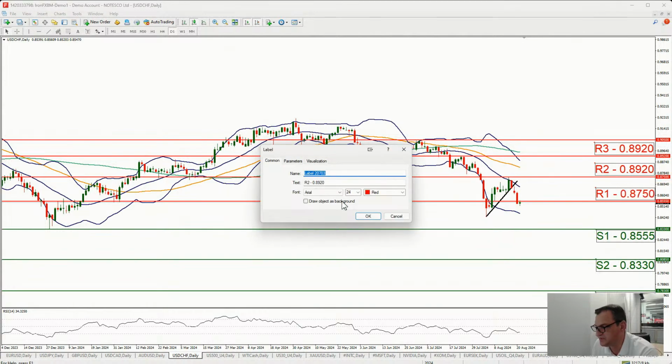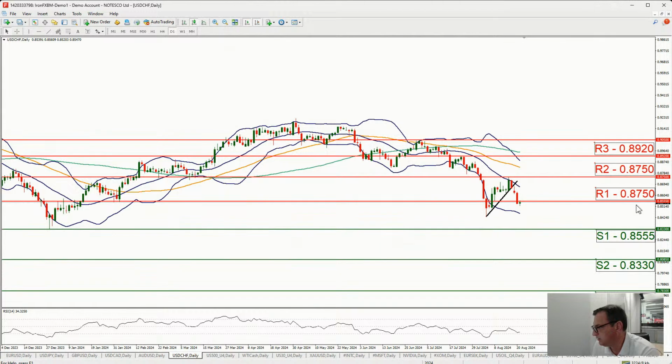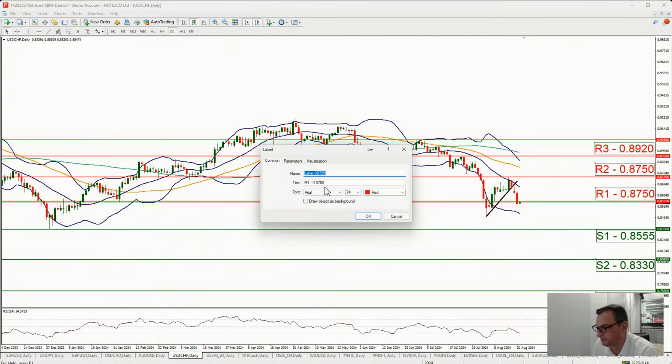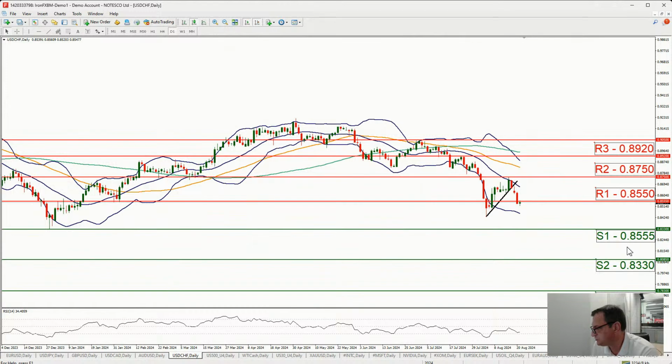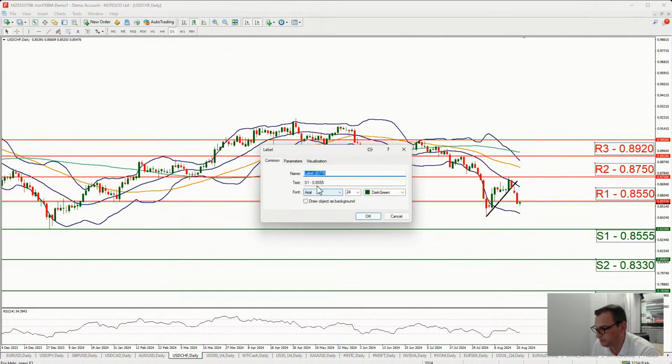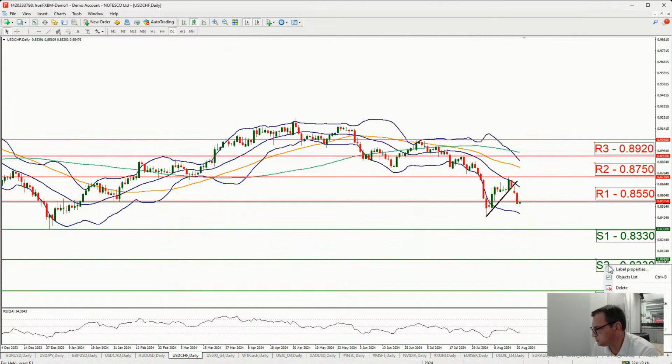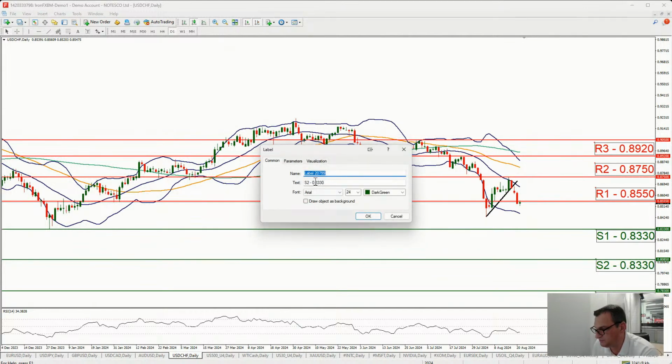The R2, which is being set at 0.8750. The R1 at 0.8550. The S1 at 0.8330. The S2 at 0.8085.